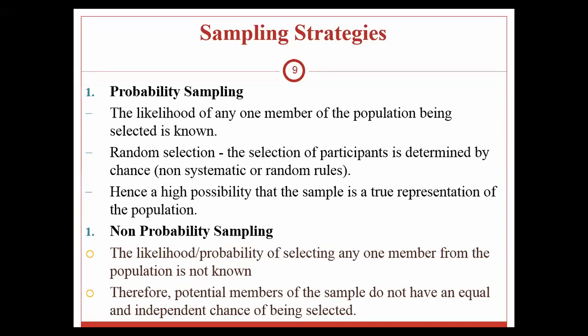Then under the non-probability sampling methods, the likelihood, the probability of selecting any member of the population, is not known. Therefore, potential members in the sample do not have an equal or an independent chance of being selected. So each unit doesn't have the same equal chance of being selected.